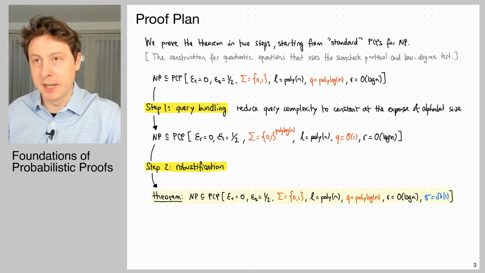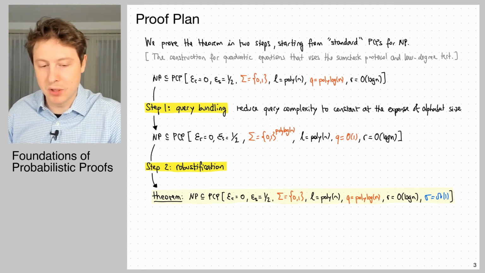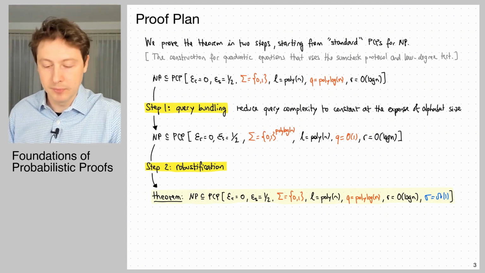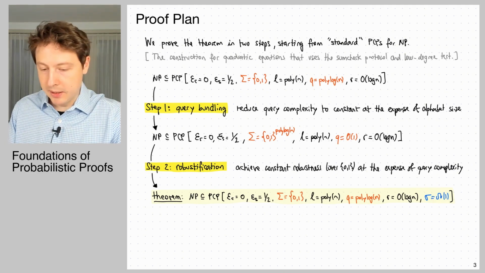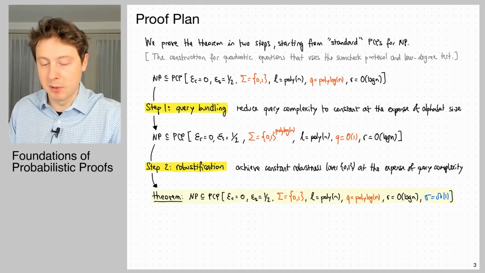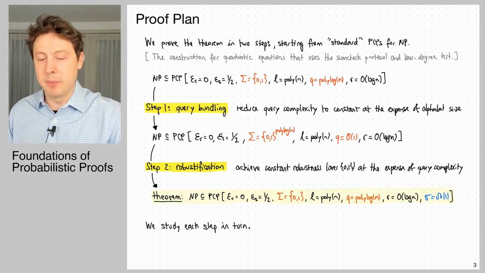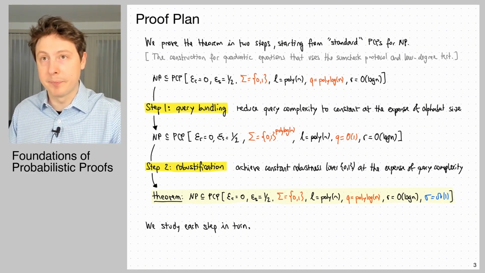Both these steps require doing something. They're not entirely trivial, especially the first one. And so here, as I said, we're going to achieve constant robustness over the binary alphabet at the expense of query complexity. Now we're going to study each step in turn. Are there any questions about what the high-level plan is?